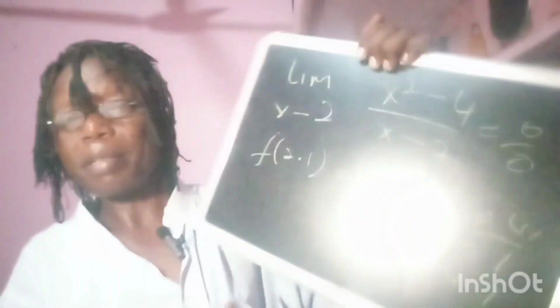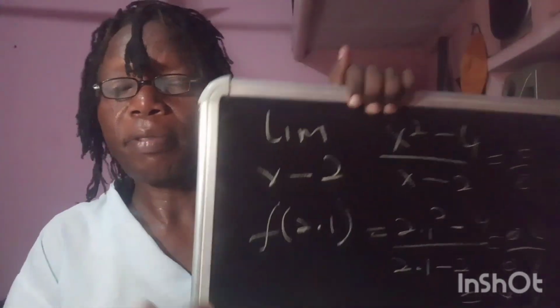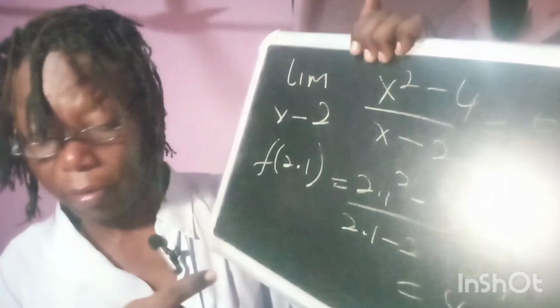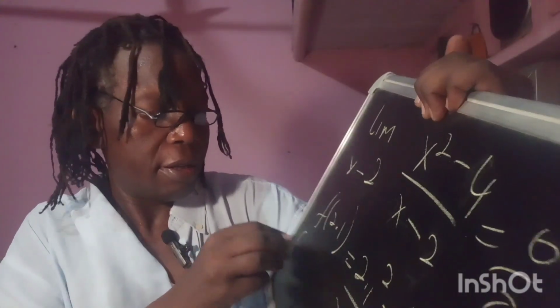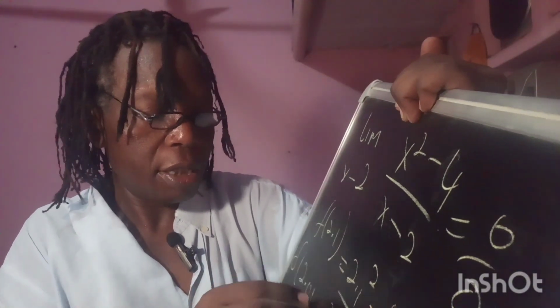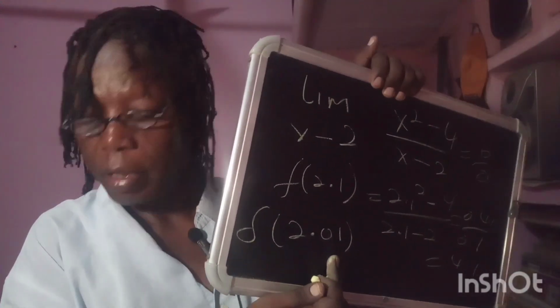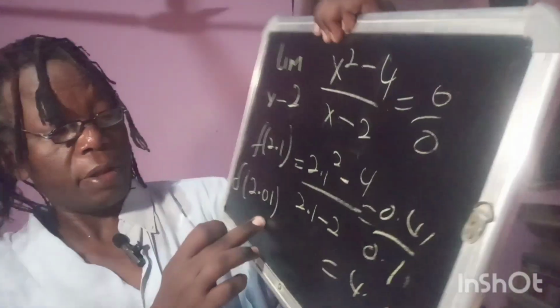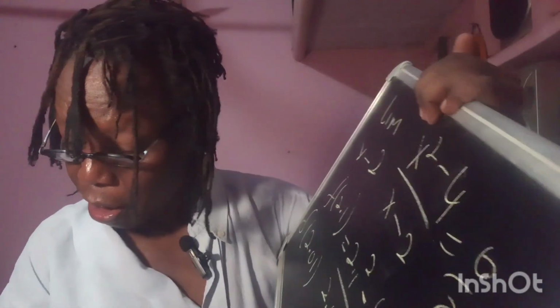It would be 2.1 squared minus 4 over 2.1 minus 2. It's going to give you 0.41 over 0.1, which will give you 4.1. It's just the same thing as with 3. You can give any value. So from here you can see that if you give a value like 2.01, it's going to get even closer. You have to square this just the way we have done, and you do all that.